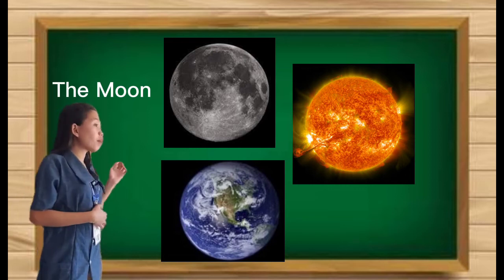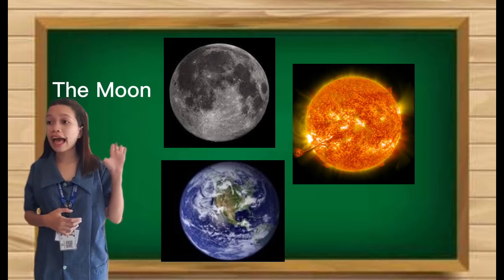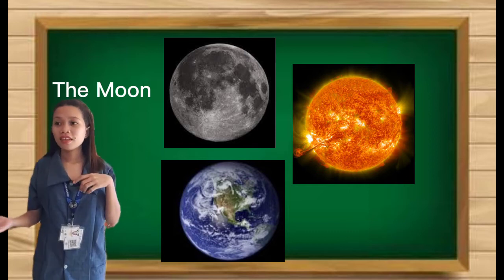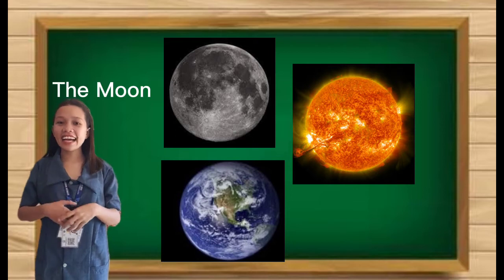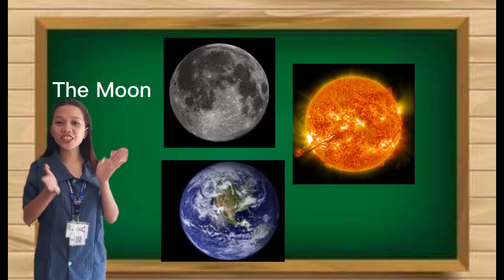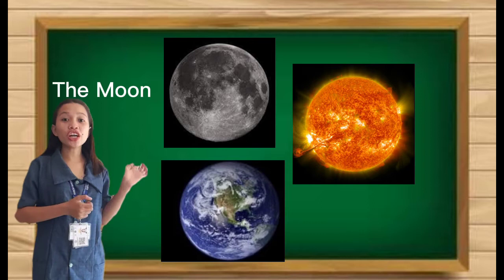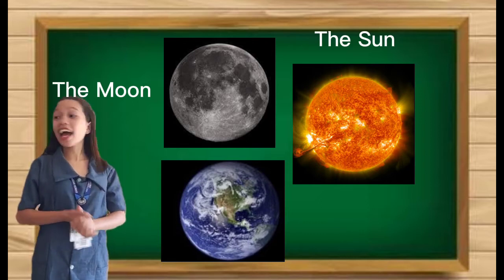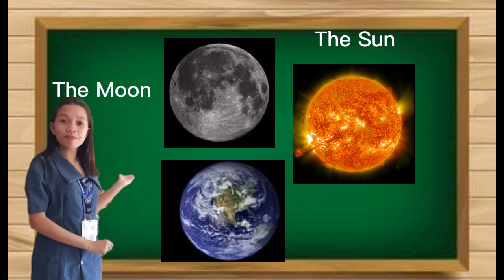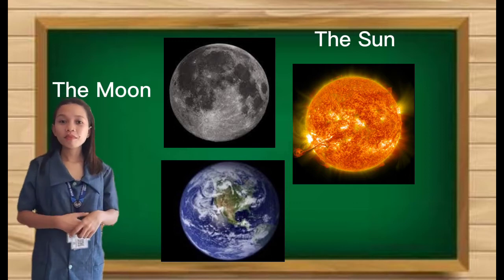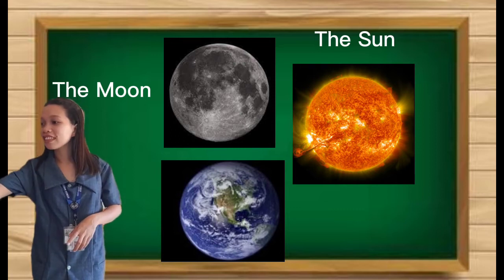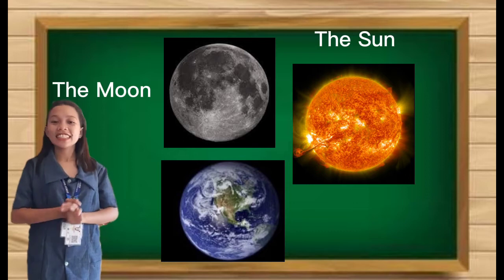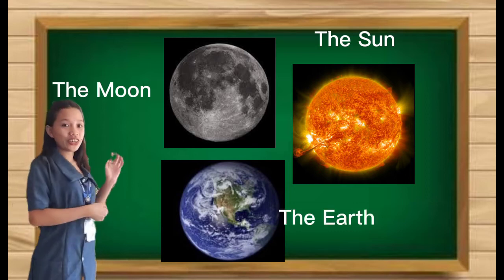The second picture, who wants to answer? Class, please participate in our class. Yes, Anna. Very good. The picture is the sun. And another one, the third picture. This row. Yes, Daisy. Very good. The picture is Earth.